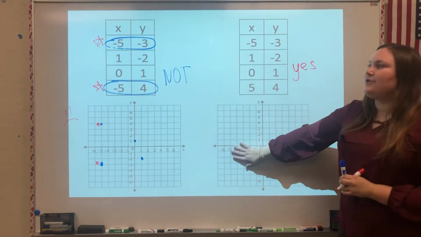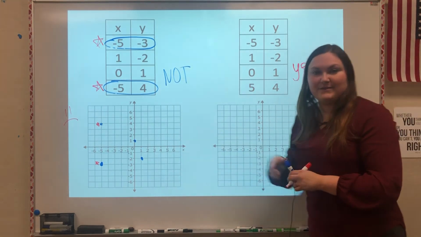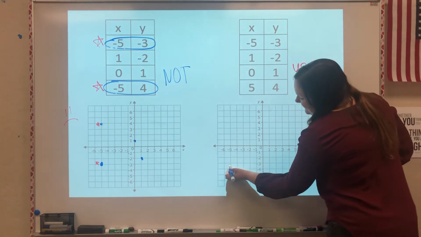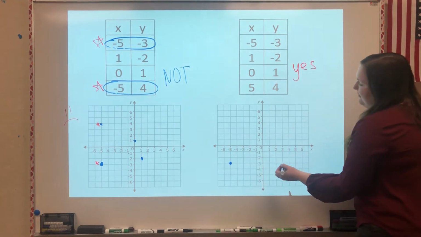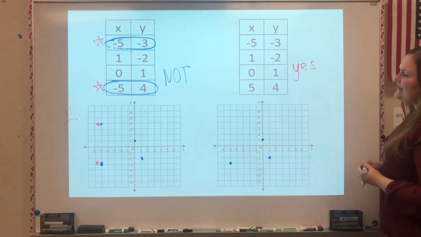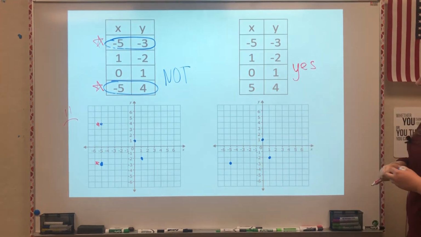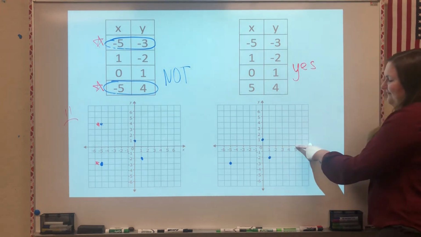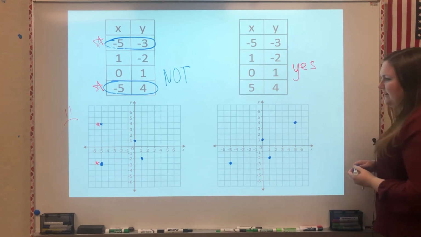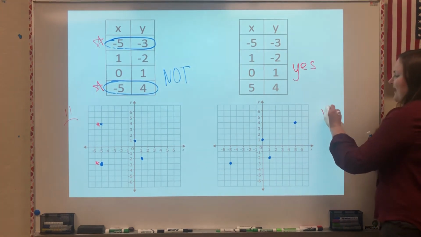What would happen to the graph? Well, these first 3 points would be in the same spot as I graphed them over here, right? Those didn't change at all. So it would be -5, -3. It would be 1, -2, 0, 1. The difference is this last point now is at +5, 4. So over 5, up 4. So that last point would now be here. And this right here would be a graph of a function.